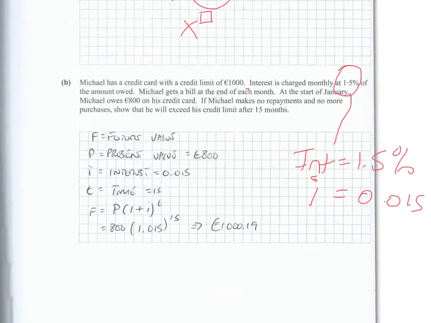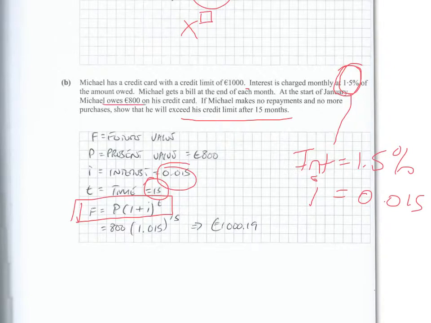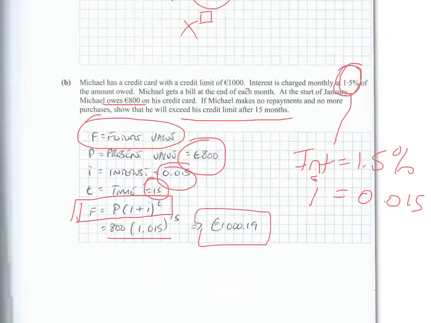Michael gets a bill at the end of each month. At the start of January, Michael owes 800 on his credit card. If Michael makes no repayments and no more purchases, show that he will exceed his credit limit after 15 months. Well, we'll have to use the compound interest formula here, where t is going to be our 15 months. Our interest is charged monthly, so we can use i 0.015. The present value, he owes 800 on his credit card. How much will he owe in 15 months? What will the future amount be? Okay, so you just plug in your values here, and you should see that you should get that answer there.